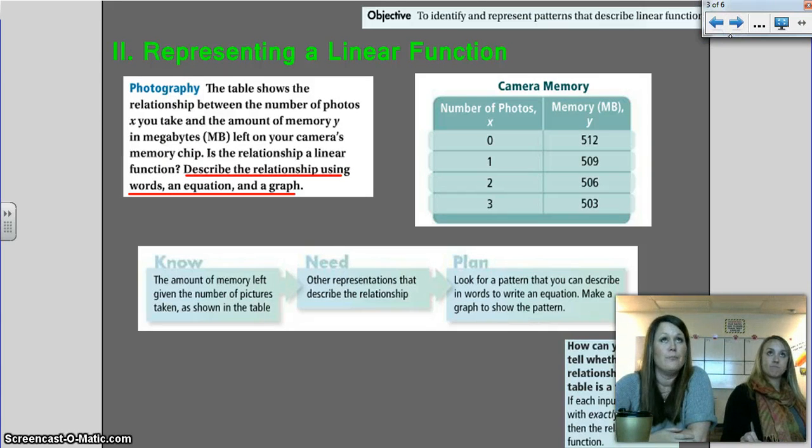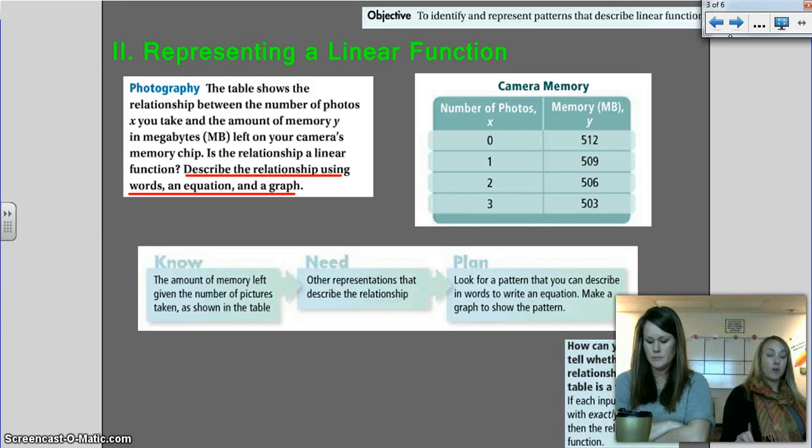Okay. So representing a linear function. The table shows the relationship between the number of photos, X, you take, and the amount of memory, Y, in megabytes left on your camera's memory chip. Is the relationship a linear function? Describe the relationship using words, an equation, and a graph. Okay, we can do this.